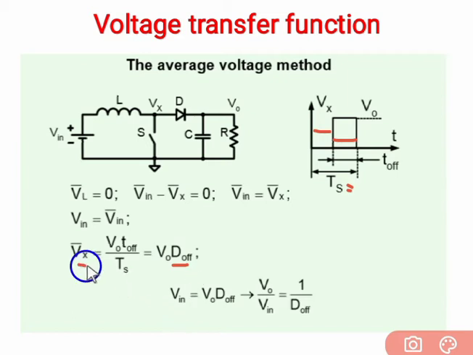Which is Vx equal to the V in. So this Vx we replace by V in equal to VO D off. So output voltage VO equals V in divided by D off. So the output voltage depends on the duty cycle D and the input voltage V in.